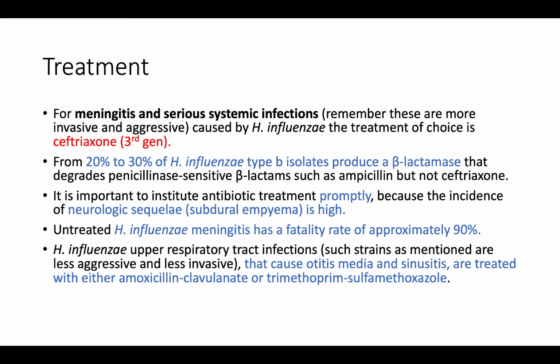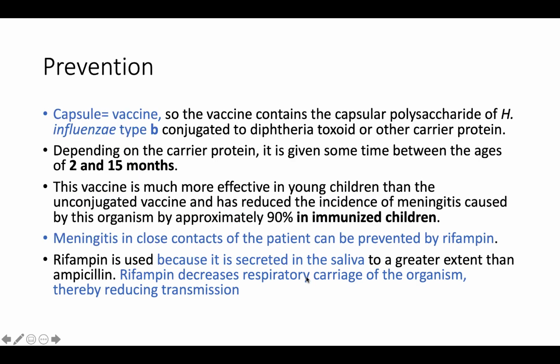From 20 to 30% of H influenzae can produce beta-lactamase that degrades penicillin, but not ceftriaxone. It's important to start the antibiotic treatment very quickly, because the incidence of, for example, empyema, subdural empyema or other neurological consequences is very high. Untreated, the fatality rate is 90%, so this is a very serious infection. For the less serious ones, you can usually give amoxiclav or sulfatrim, both these mixes, so they can give for this.